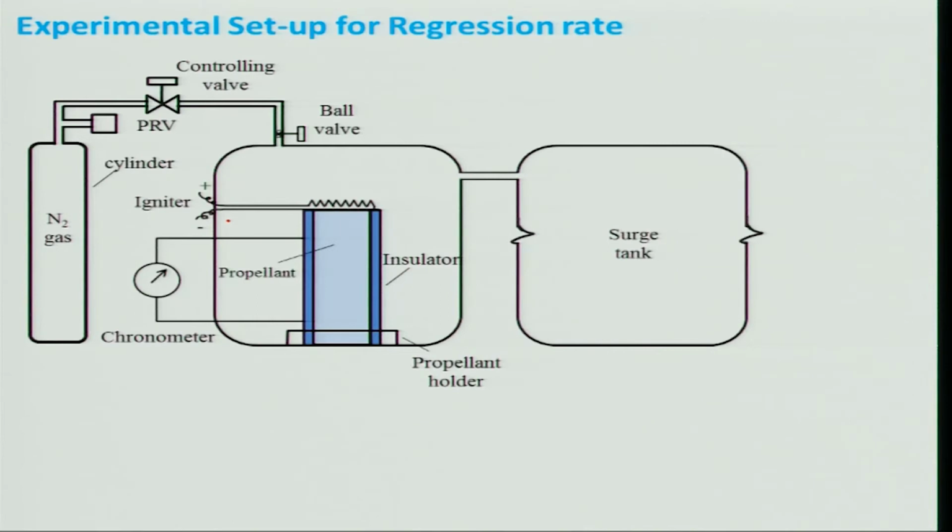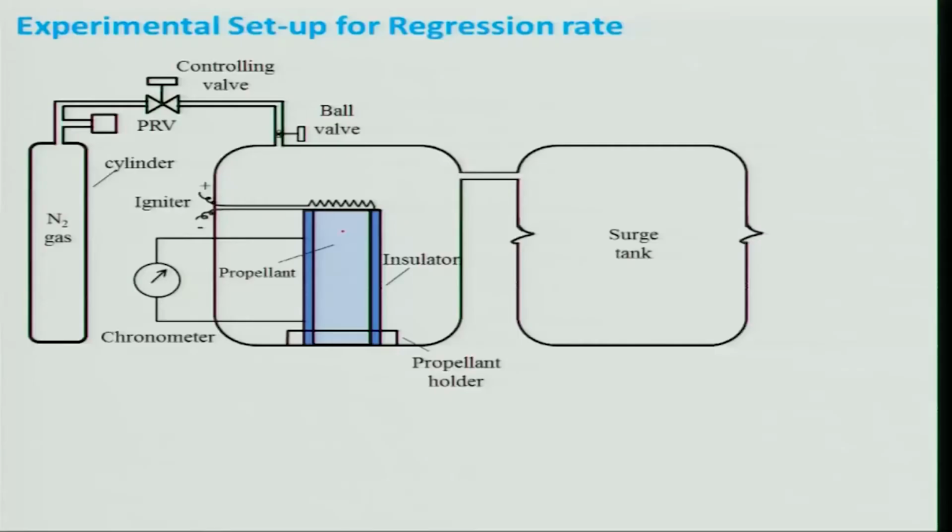Keep in mind that the experiment is conducted under steady state, with no flow conditions. In an actual situation flow will be there and it is several times more complex. Here it is a steady state. You use a burner with a propellant here, having insulation, with a propellant holder, and it is in a chamber, right, and I can pressurize this chamber with the help of nitrogen, of course with a controlling valve and ball valve, right.